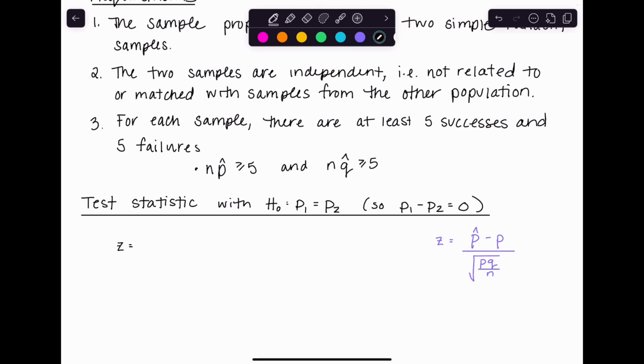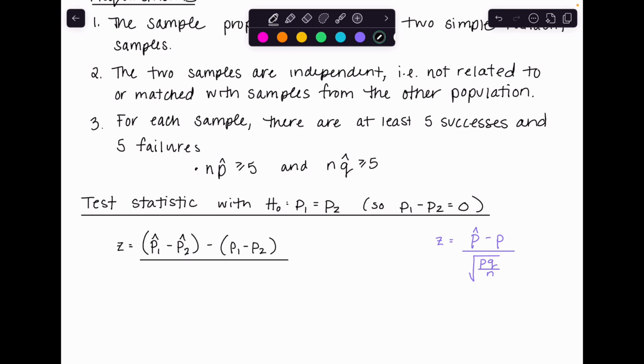Okay. So if we extend that now to two proportions, what's going to happen in the numerator is we need to account for both of the sample proportions. So this is why we're going to look at the difference of the two. We take the first population sample proportion and subtract the second. And then from here, we want to subtract the true proportion, so that would be the true P1 minus P2.